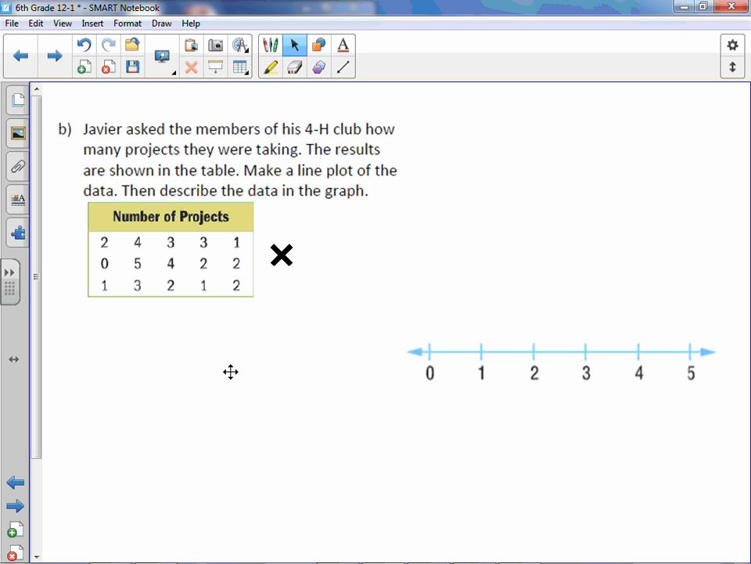Letter B. Javier asked the members of his 4-H club how many projects they were taking. The results are shown in the table. Make a line plot of the data, then describe the data in the graph. So again, let's put X's on our number line. We have, I'm going to do a couple at a time, 2, 4, 3. So 2, oops.